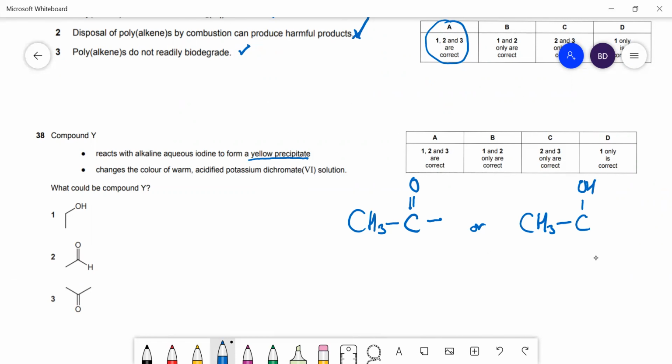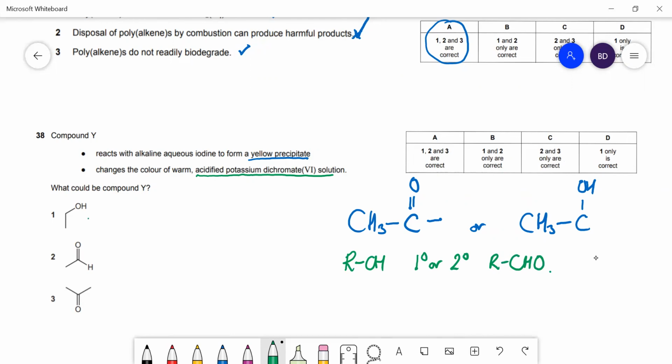And the dichromate, this one here, changes color, so that means you can reduce the dichromate. So it's something you can oxidize. So that's testing for an alcohol, primary or secondary. And it can also oxidize an aldehyde. So it could be an aldehyde. Okay, so compound Y will do both of those.